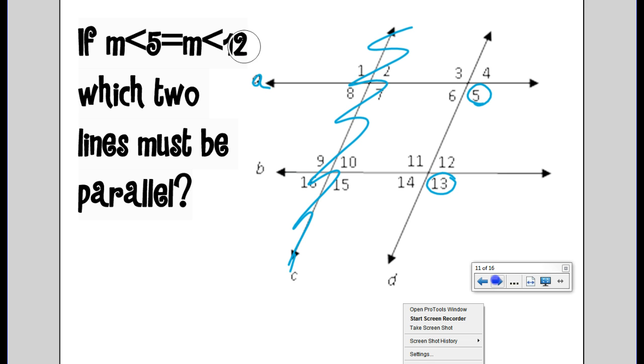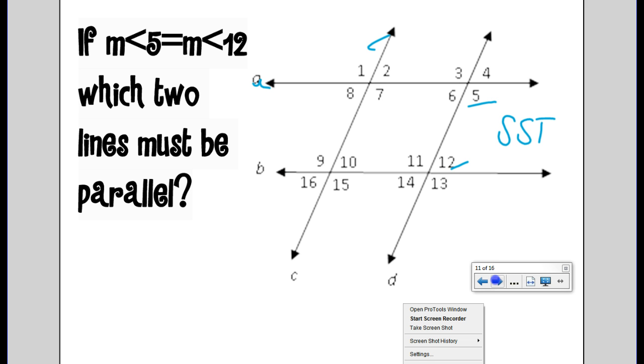Okay, now what if I asked you what that originally said, which is kind of weird, but anyway. What that originally said was 5 is congruent to 12. Which two lines must be parallel? Now, 5 and 12, name those names. Same side interior. For lines to be forced to be parallel, what are same side interior angles supposed to be? Supplementary. This is not saying that they're supplementary. So which lines are parallel? None. The answer to this one is none.